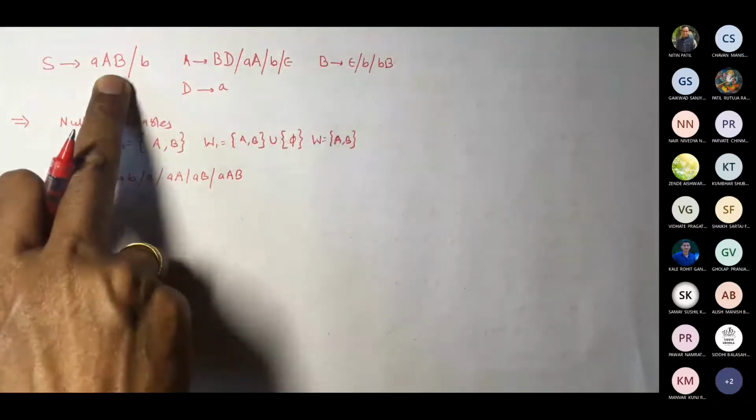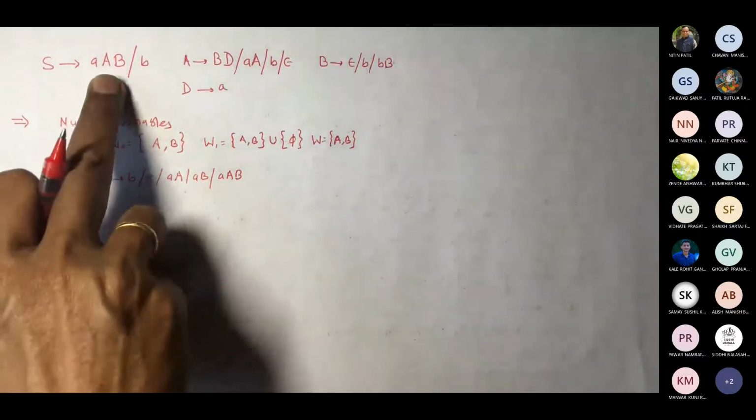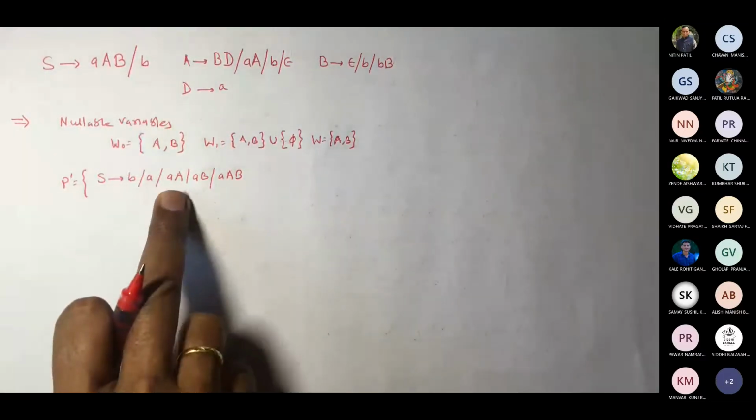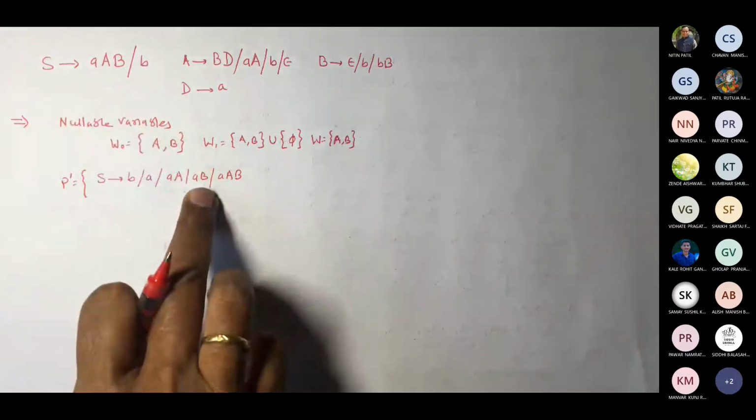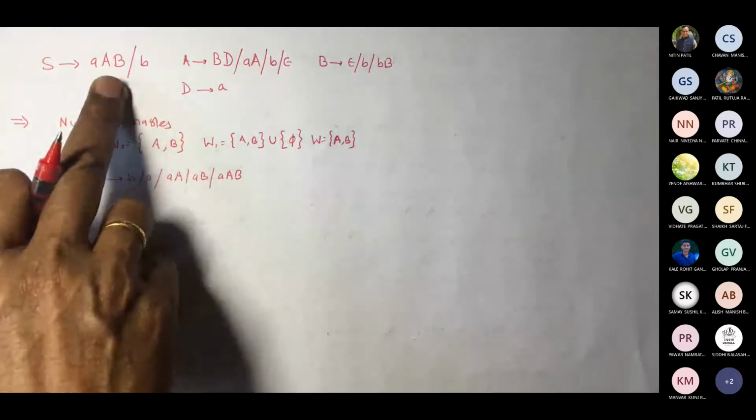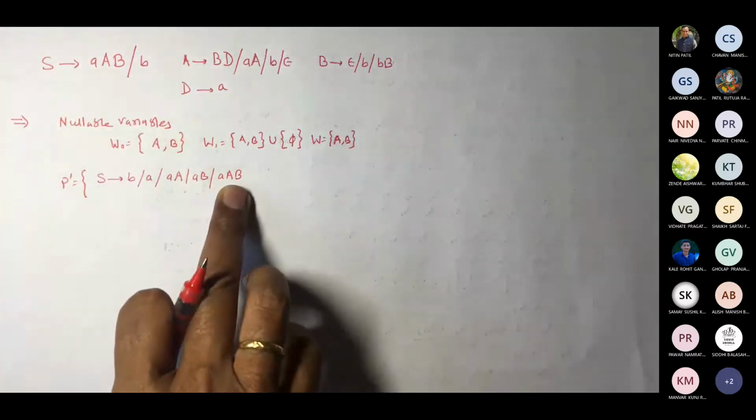So I put both of them null, so I got A. If I put B as null, I got AA. If I put A as null, I get B. If I don't put either of them as null, I get AAB. Fine.